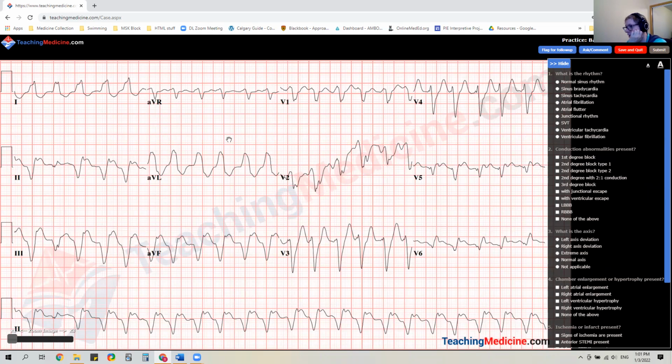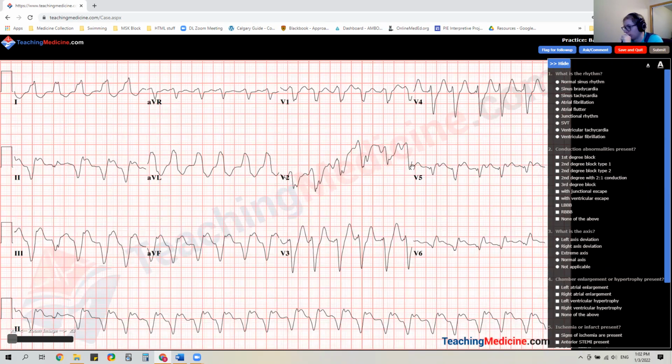Okay, this is very wide, so let's try to do R to R. Just find one. So 300, 150, greater than 100. Axis. So now we have to make sure we get the right axis here. So we can find a lead that is very sure of what the QRS is. We're going to take that.